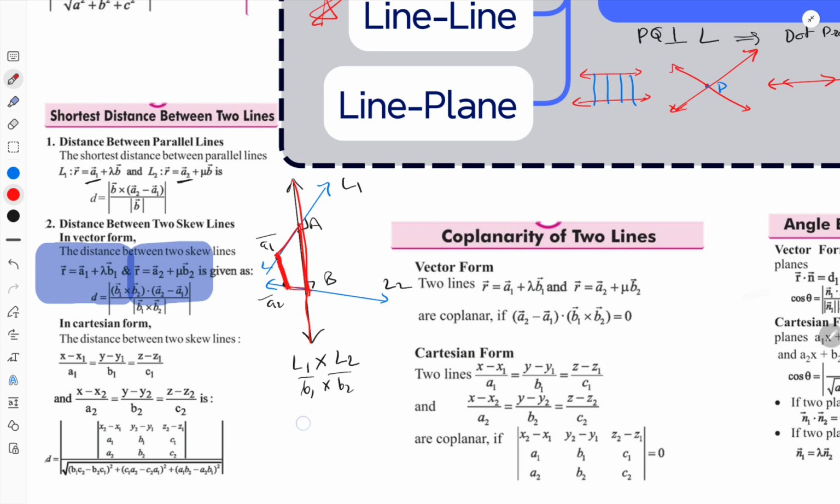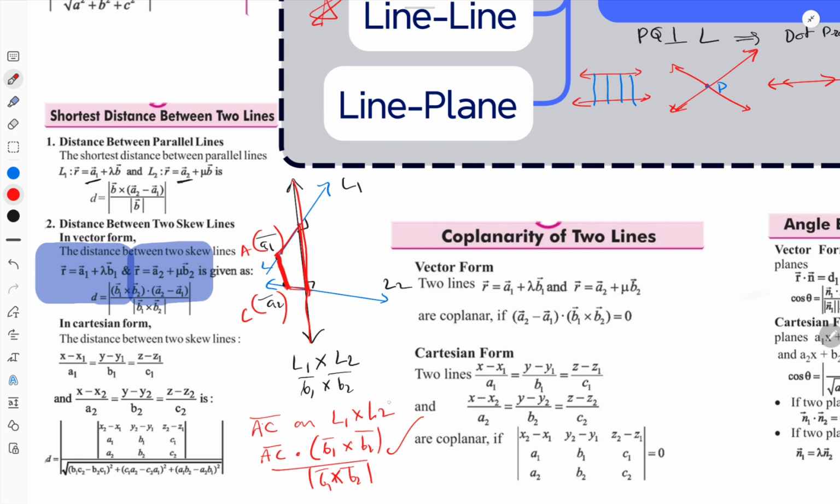The projection of a vector A bar on B bar is A bar dot B bar by mod B bar. Here we are taking the projection of the segment on this perpendicular line. So let's call this A1A2 on L1 cross L2. That is, (A1A2 dot B1 cross B2) divided by modulus of B1 cross B2 will give you the shortest distance between two lines.